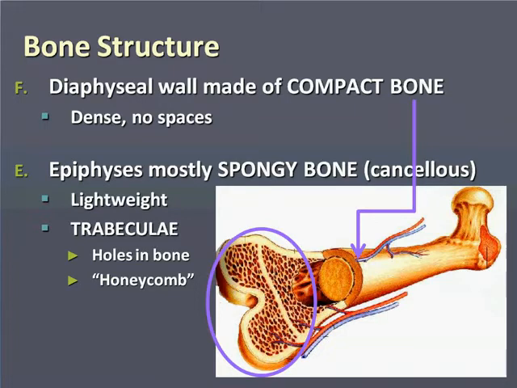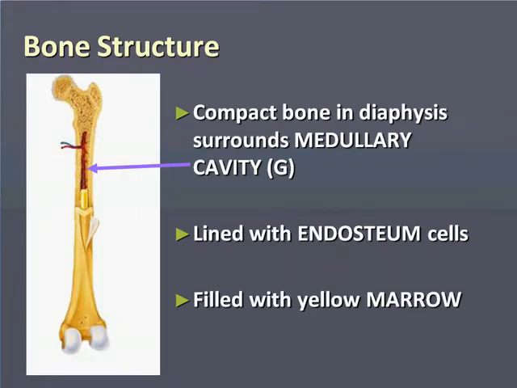It's very lightweight because you can see here there are spaces, air spaces. Those holes are called trabeculae, and they give it kind of a honeycomb look. We'll see the significance or importance of this in a little bit.